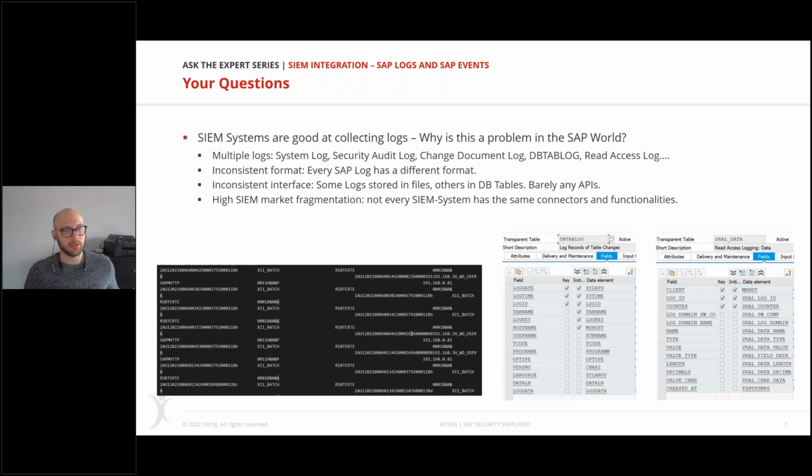The other way would be to go over the application server, but there are barely any APIs. So that's, again, not a real option, because there are no released APIs. You can't just call a function module or call a service, because they aren't there or they aren't released.